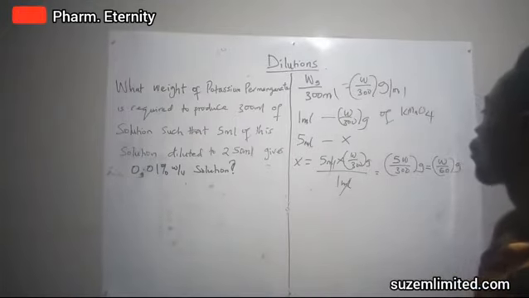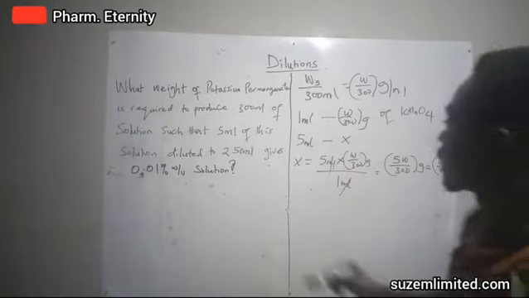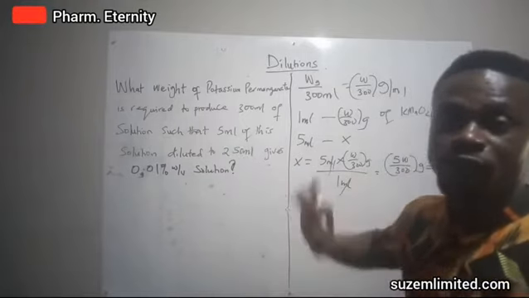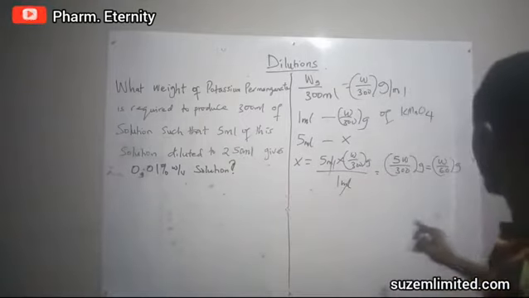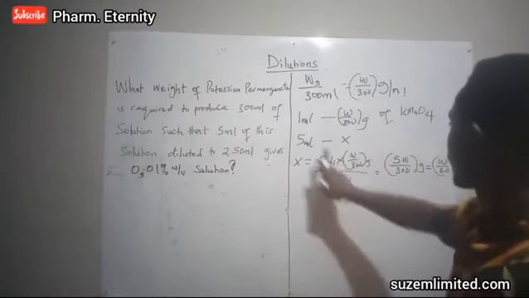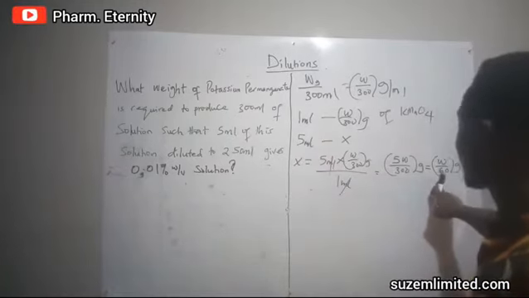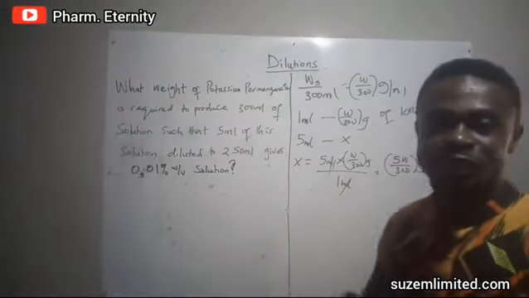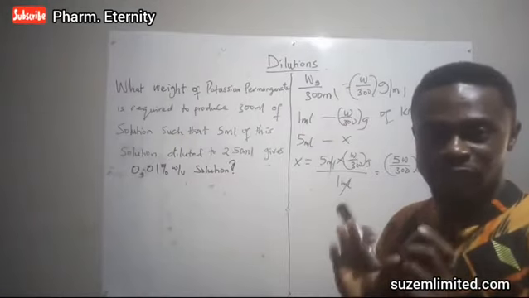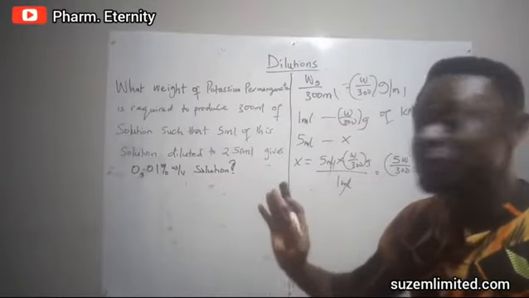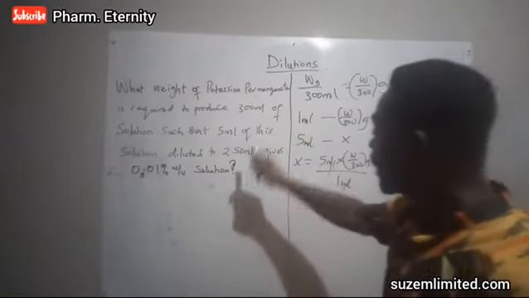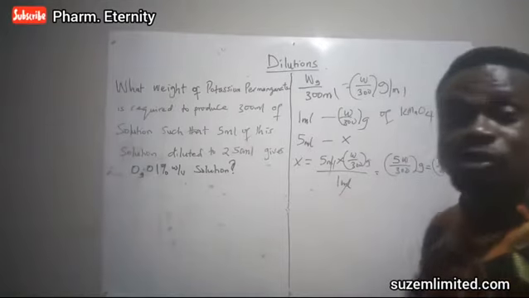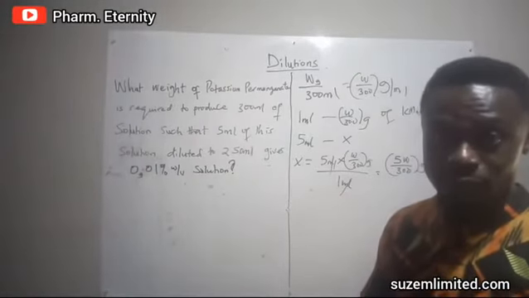We were told that the 5 mL from here was diluted to 250 mL. Now, 5 mL of this solution contains W over 60 gram. Remember, I said before that irrespective of the extent of the dilution, the amount of potassium remains the same. So what it implies is that in this 250 mL of the entire solution, we still contain the same W over 60 gram potassium permanganate.